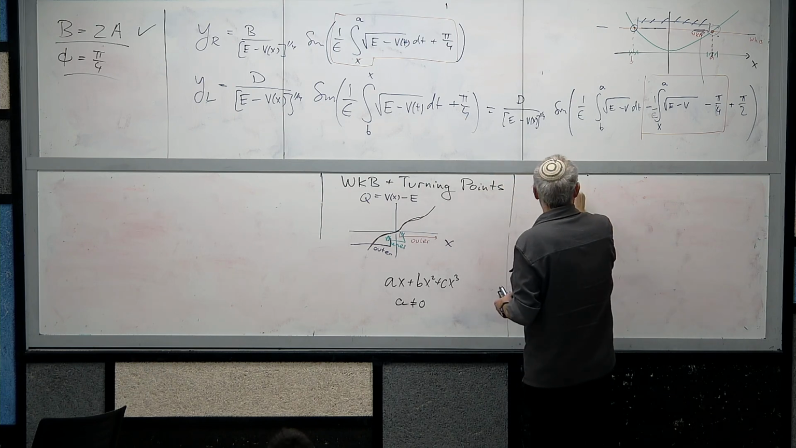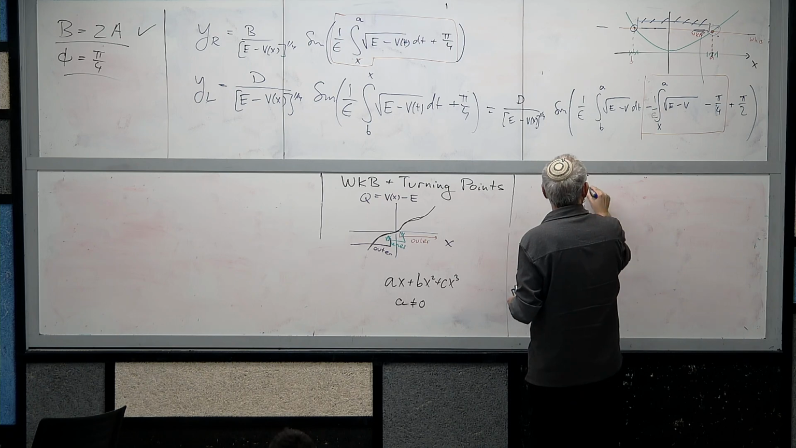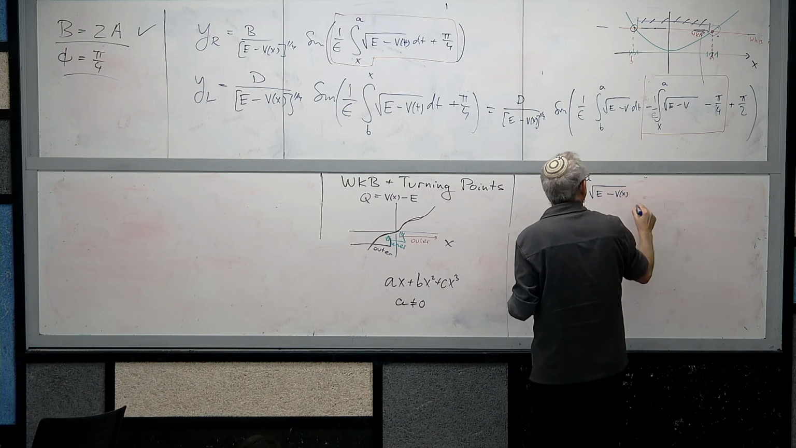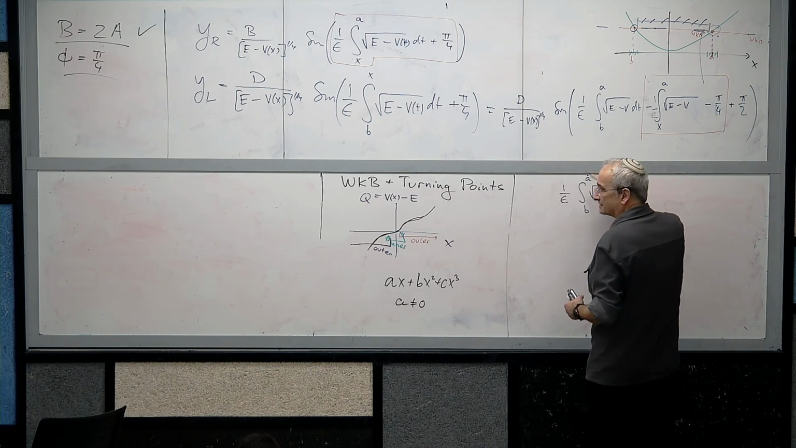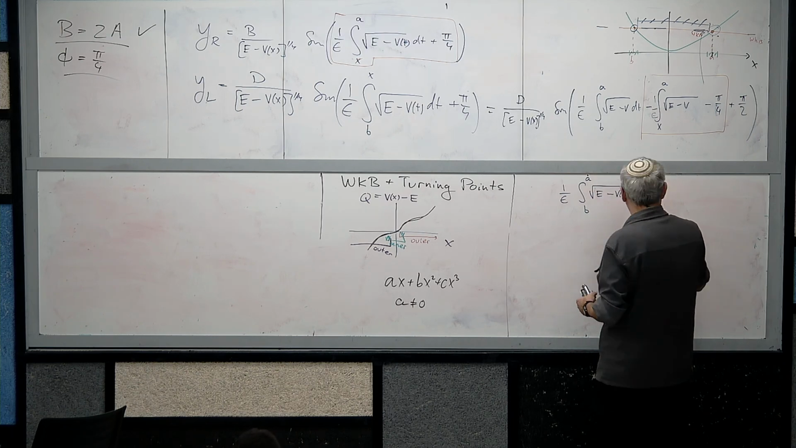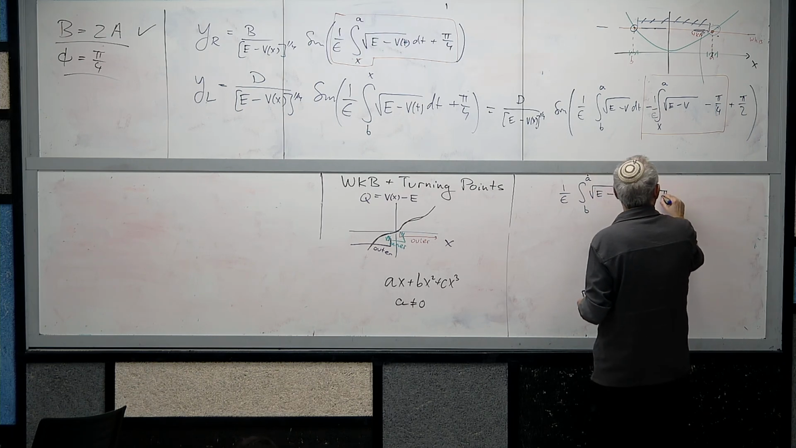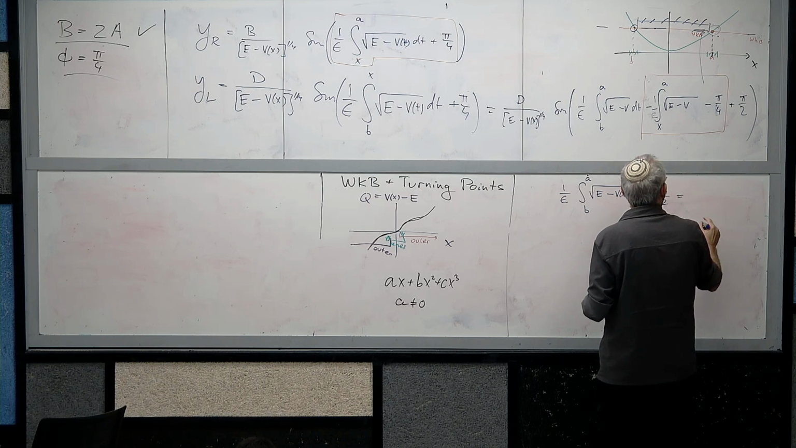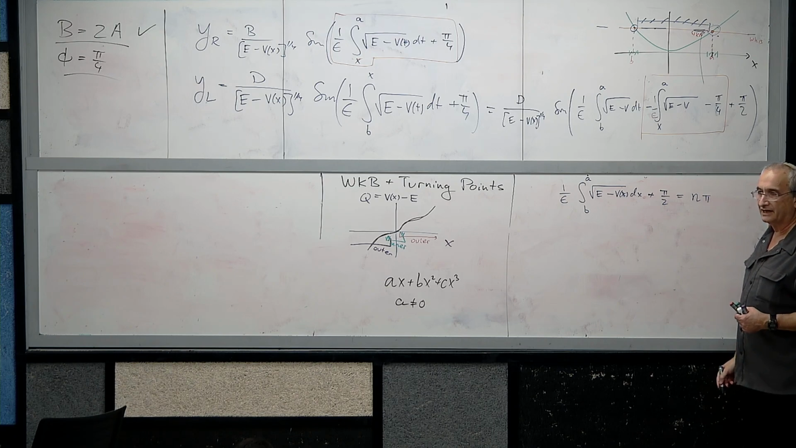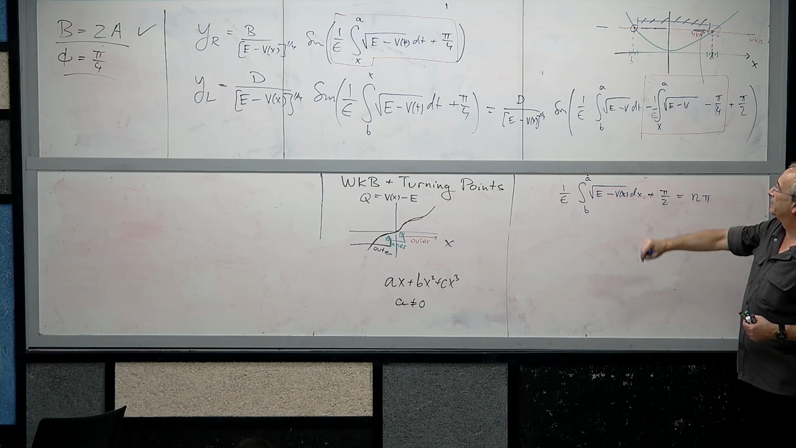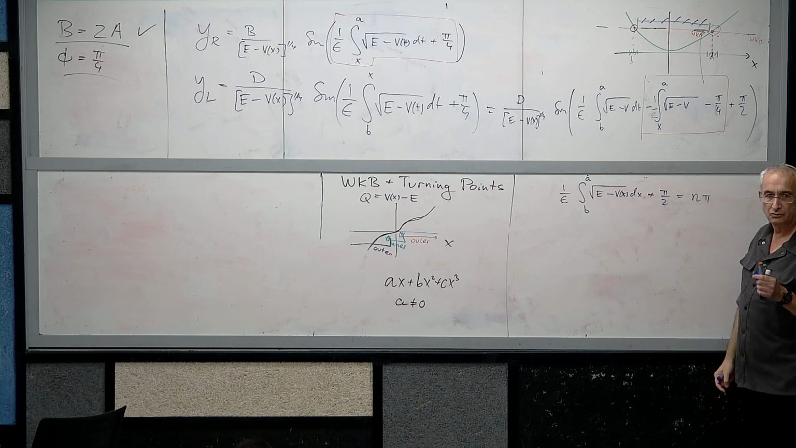If 1 over epsilon integral from b to a of the square root of e minus v of t dt, now I can write x because the boundaries are b and a, plus pi over 2 is equal to n pi. For the even n, d must be minus b. For odd n, d is equal to b. But the matching is fine.